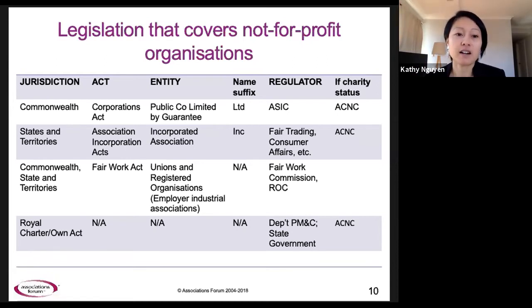Now, the word limited, or I should say the word guarantee. So what does it mean to be a company limited by guarantee? The guarantee refers to a nominal amount that each member agrees to contribute should the organisation wind up. And when I say nominal, it's usually $1, and I've seen some as high as $100, but it's a very low amount. In terms of incorporated associations, the liability of members is usually specified in the Constitution, and it's capped at whatever the annual membership fee is.